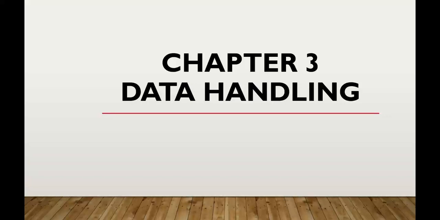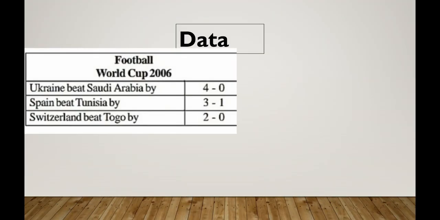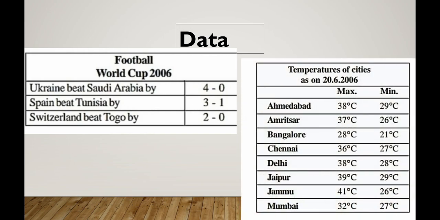Children, today we are going to study chapter 3, data handling. Data. Here are some data given. First one is the Football World Cup 2006. Second data is on temperature of cities as on 26, 2006. From this we can understand what is the maximum temperature, what is the minimum temperature. Such information you will get from this data.